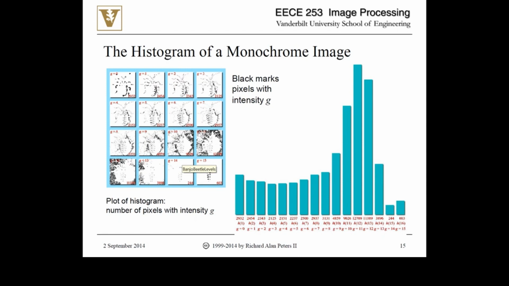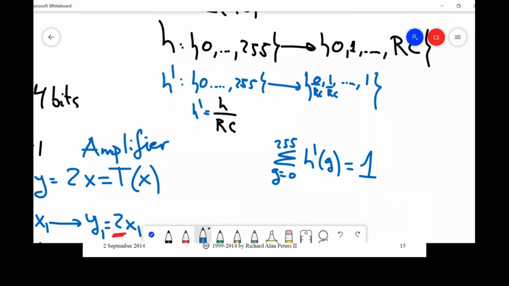So now, if I divide all these counts by RC, and I sum all of them, the addition has to be 1. Okay, so this H prime that is normalized is something that is called the PDF, probability density function.